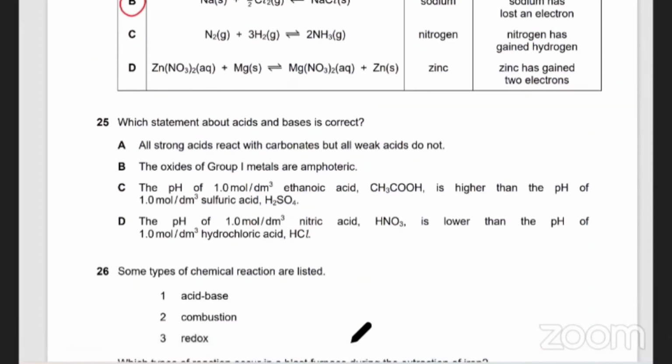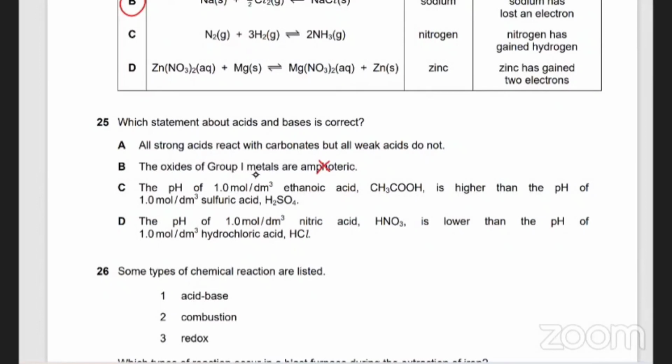Question 25. Which statement about acids and bases is correct? A strong acid reacts with carbonates, but all weak acids do not. इस पे आते हैं बाद में. The oxides of group 1 metals are amphoteric. No, they're not. They're very strongly basic. Group 1 metals को तो कहते हैं, they use the word alkali metals, right? So B is definitely incorrect.